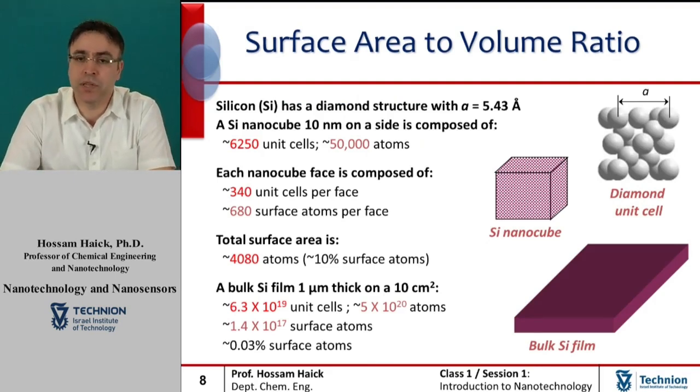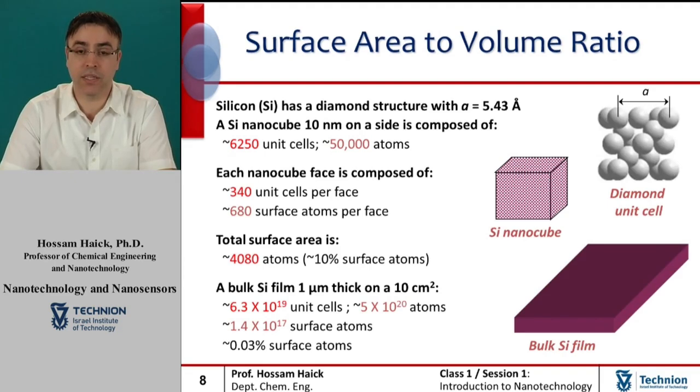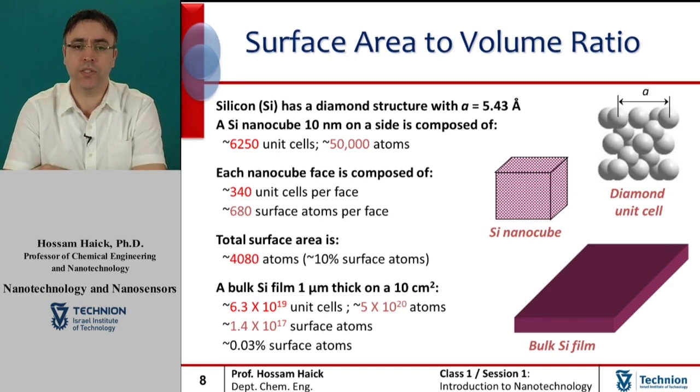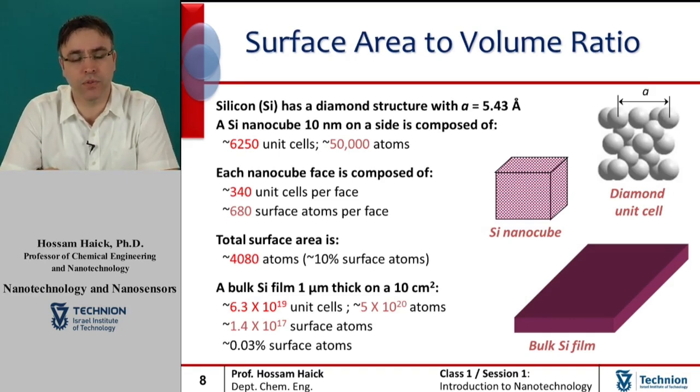To demonstrate the relationship between the miniaturization of materials and the surface-to-volume ratio, let's consider a cube made of silicon with a characteristic size of 10 nanometers. In this case, the number of unit cells in this nanocube is estimated at 6,250, which is equivalent to 50,000 atoms. On the other hand, the number of unit cells located on each face is 340, thus resulting in 680 atoms on each face of the nanocube and 4,080 atoms on all faces of the nanocube.